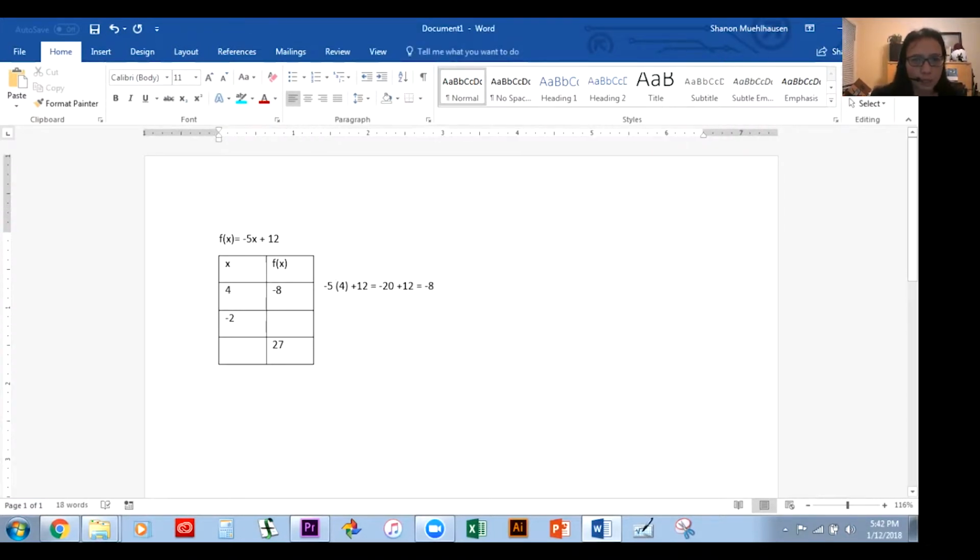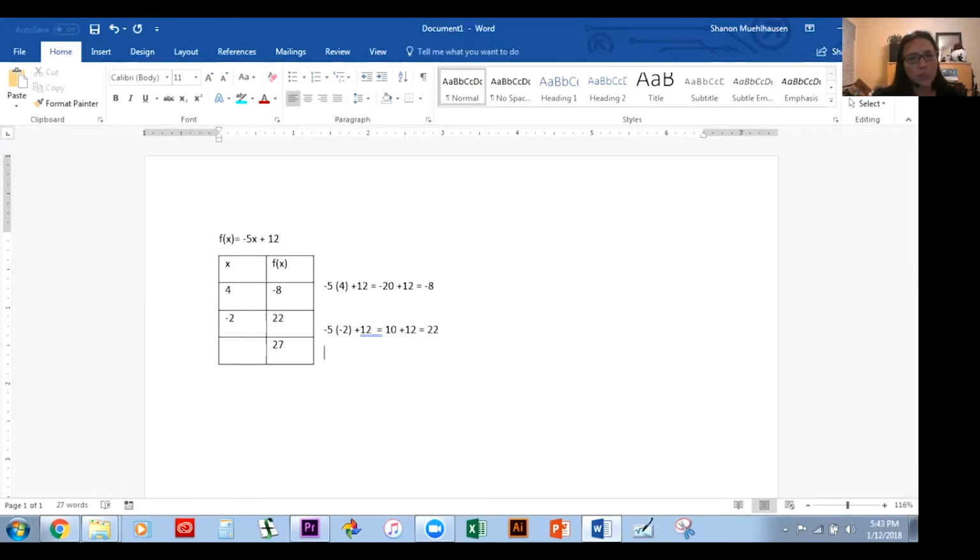On the next line, we have -2 being plugged in for x. Again, we're going to take our function. We're going to plug in -2. The same thing is going to happen here. It's going to multiply times that -5 and add 12. In this case, -5 times -2 gives us 10, plus 12 gives us our final value.